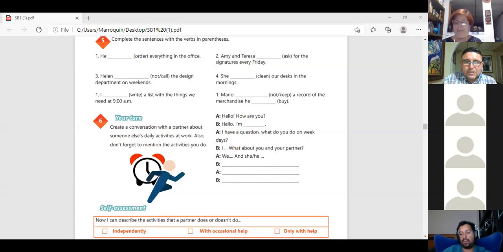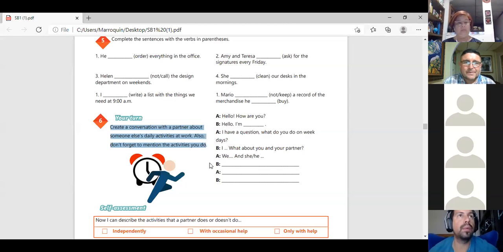Anyways, so vamos a trabajar en pareja. It's going to be a little bit of speaking. See this here. Part 6 dice, I need a volunteer to read the instructions in part 6, please. Create a conversation with the partner. About someone else's daily activity at work. Also, don't forget to mention the activities you do. Exactly. Very good.